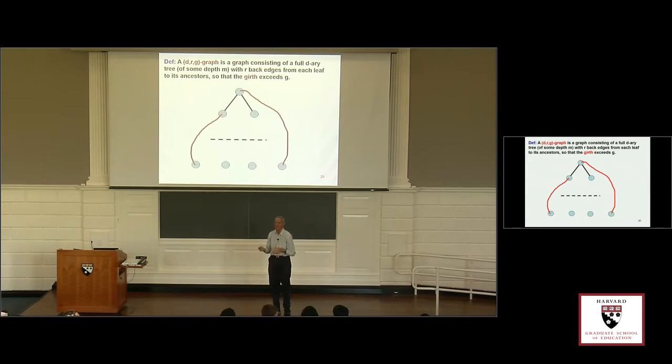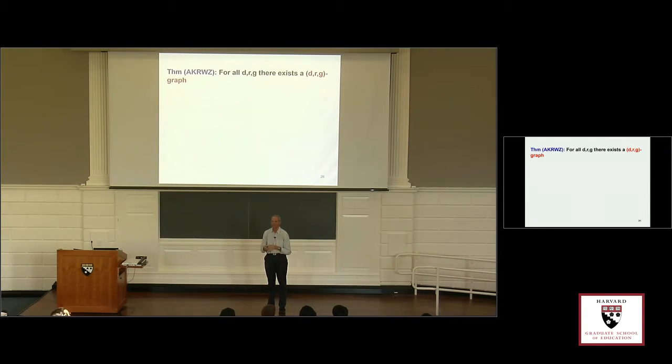Okay, so we understand what a DRG graph is. I mention it again when I use it. And then it turns out, so it's not clear a priori, but it turns out that these graphs exist for every D, R, and G. These DRG graphs actually exist.